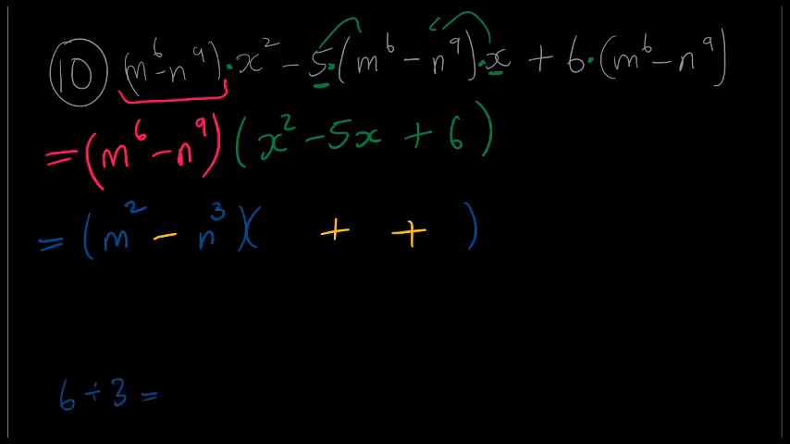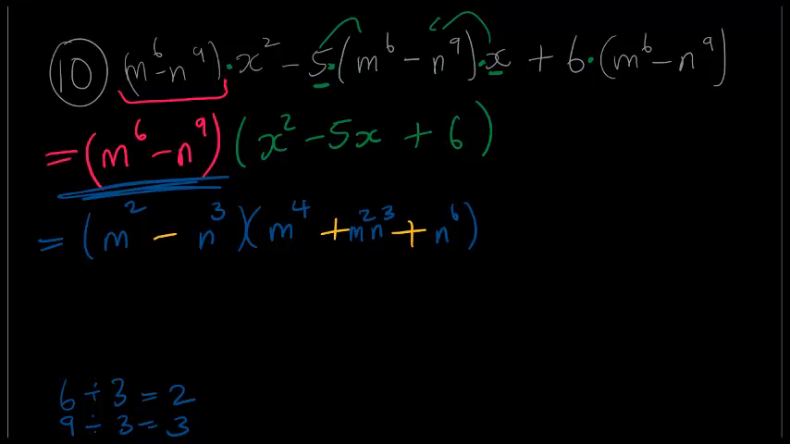Now remember what we did here. We say 6 divided by 3 equals 2. That's how I get that power. And 9 divided by 3 equals 3. That's how I get that power. So exponents we divide, okay? Then we're going to do our second bracket. So this is going to be m to the 4, m squared n cubed, and n to the 6. So this is our first bracket, difference of cubes.